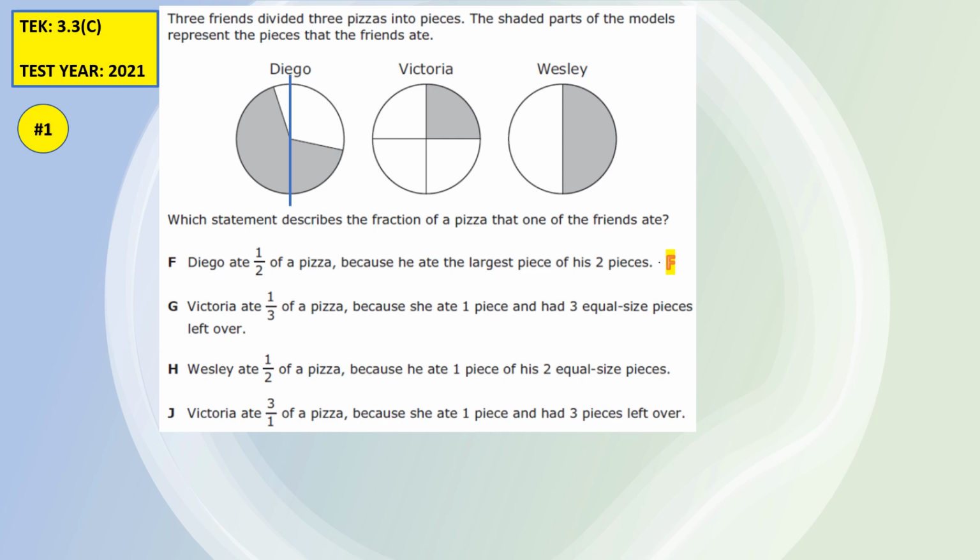Let's look at G. G says Victoria ate 1/3 of a pizza because she ate 1 piece and had 3 equal sized pieces left over. Well, we know from our example that in order for it to be thirds, it needs to be divided into 3 pieces. Victoria's pizza is divided into 4 pieces. So her pizza is actually divided into fourths. So that means that Victoria actually ate 1/4 of her pizza. So answer choice G is also false.